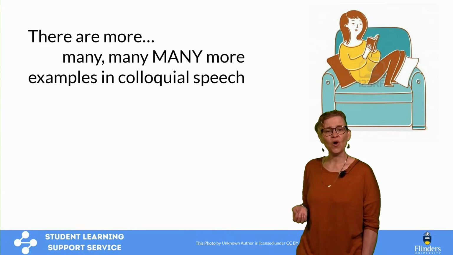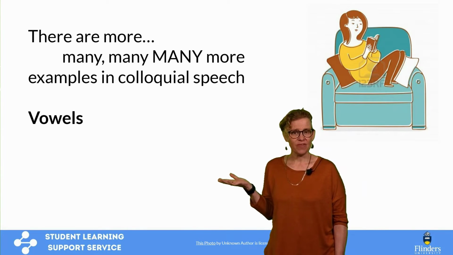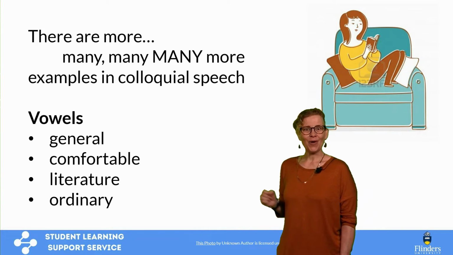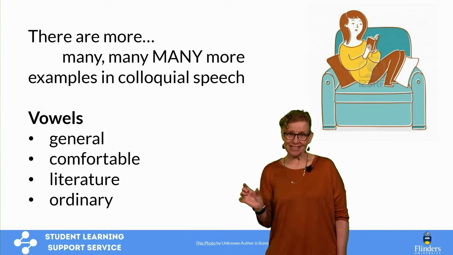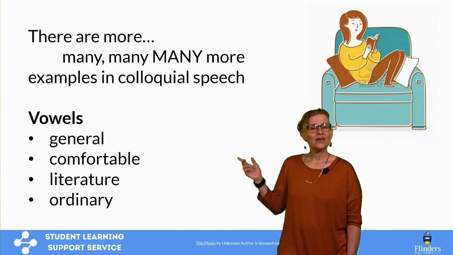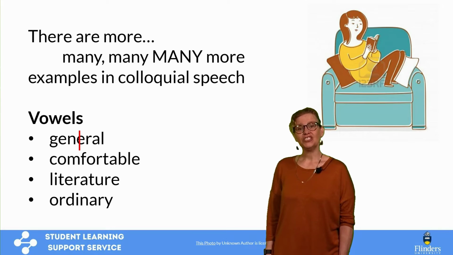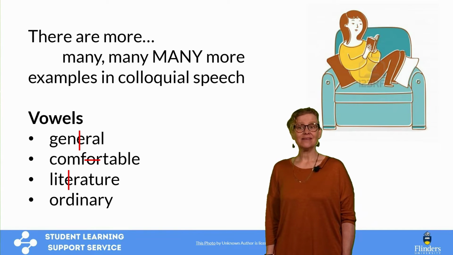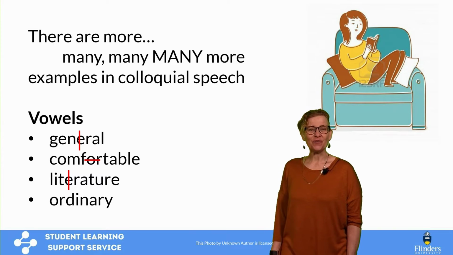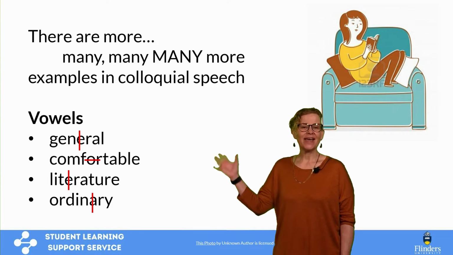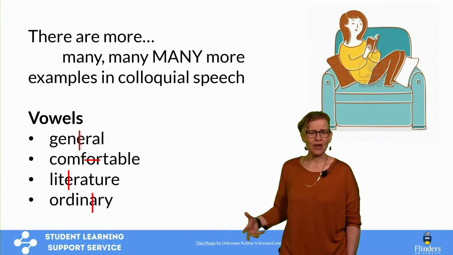We're going to look at 4 examples now of how it happens with vowels that go missing. So I know that you're familiar with all of these words. So I want to just compare the complete version with the elided version, where elision has occurred. General becomes general. Comfortable becomes comfortable. Literature becomes literature. And I know that you've all heard ordinary pronounced as ordinary. So as you can tell, very common, especially with well-known words.